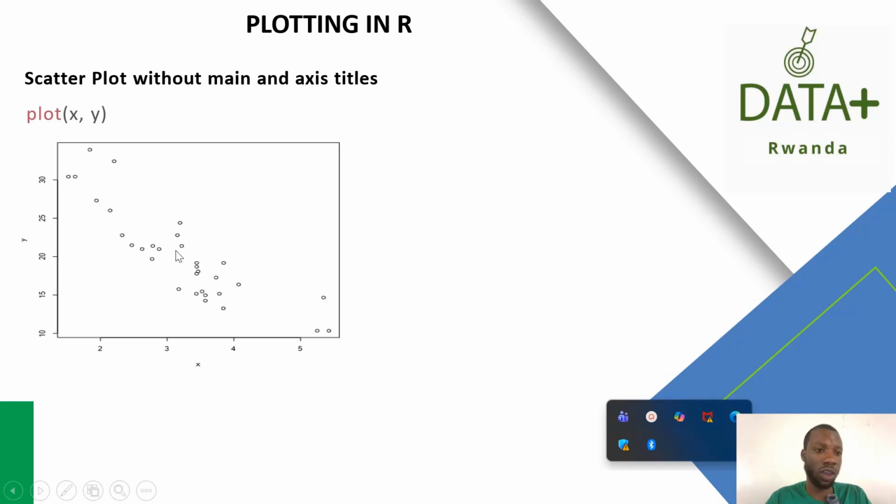So if it is in this position, we say that there is a negative relationship between x and y. But if we have it on the right-hand side like this one, we say that there is a positive relationship, where if x increases, y also continues to increase, which means that there is a positive relationship.